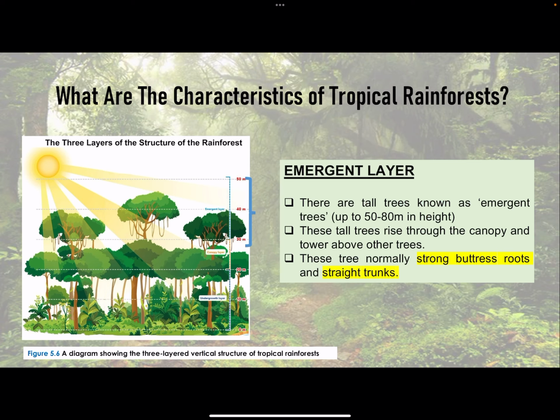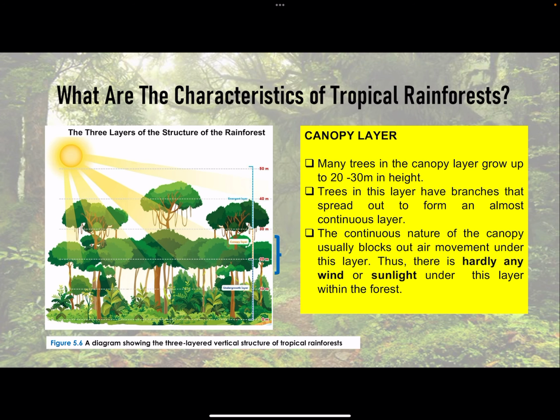You can have a tree that's as tall as this. Okay, what about the next layer, the canopy layer? We're looking at trees that are about 20 to 30 meters. Okay, not so high, not so tall. 20 to 30 meters. Still, if you're looking at 4 meters being one level, that's a 5-story building. Okay, the tree that's up to 5 stories.